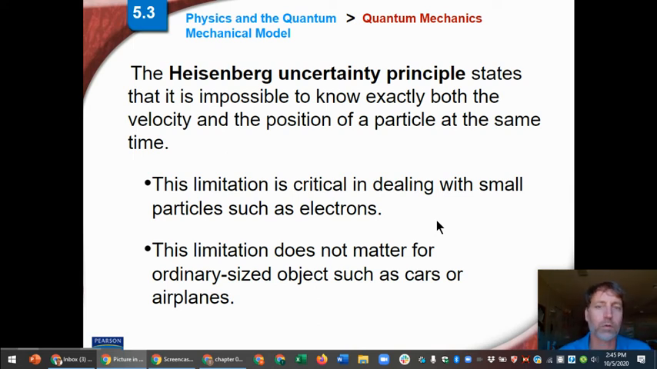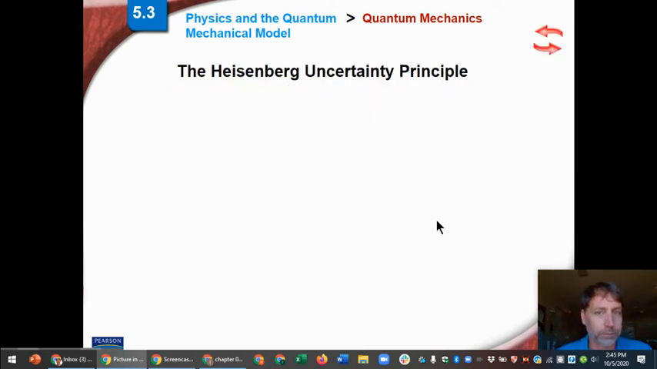This limitation is critical in dealing with small particles like electrons. The limitation doesn't matter for ordinary size objects such as cars and planes and people like you and I. We can know how fast a car is going and where it is. Hence, the GPS systems on our phones work that way, to less than an inch of accuracy. But that is not possible for an electron.